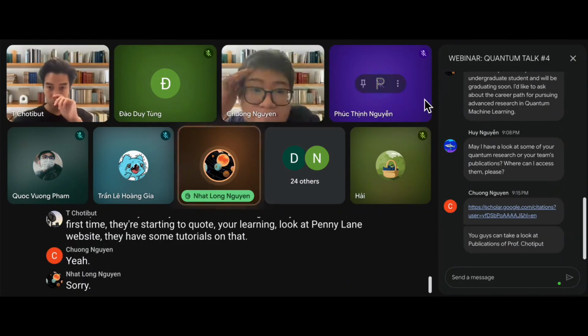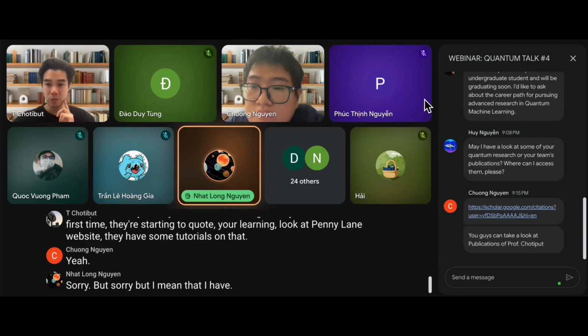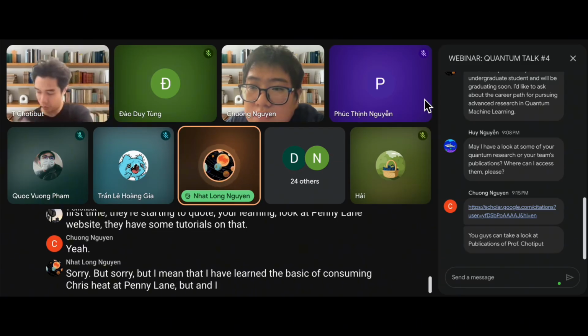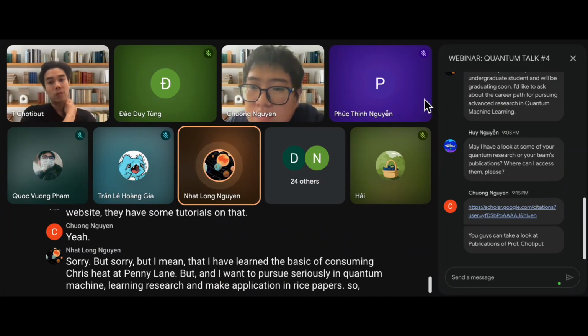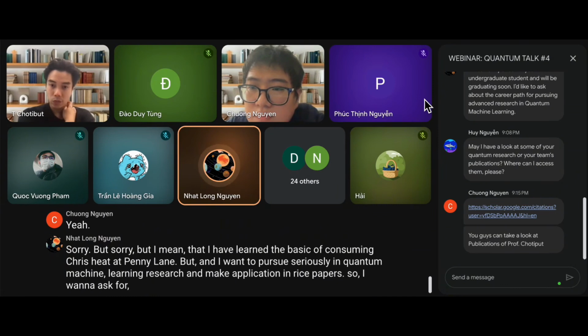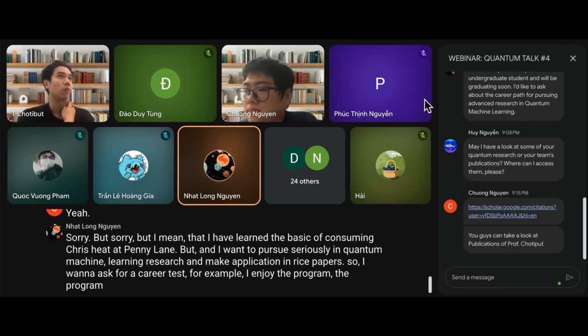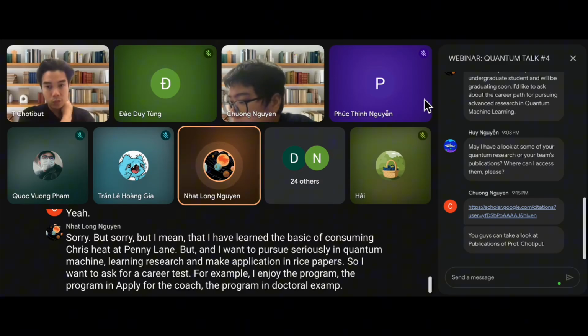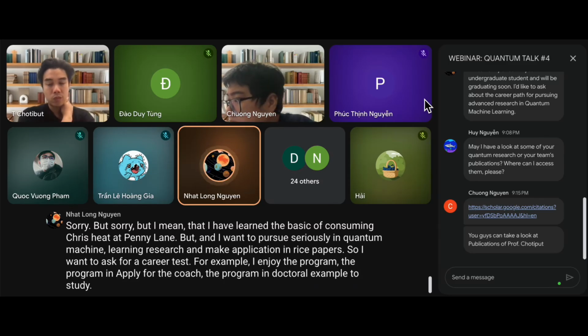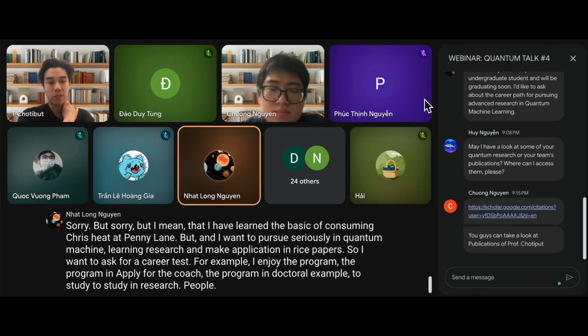Sorry, but I mean that I have learned the basics of quantum machine learning with Qiskit and PennyLane, and I want to pursue quantum machine learning research seriously and publish papers. So I want to ask about a career path. For example, I can join a doctoral program to study and research deeper in quantum machine learning.